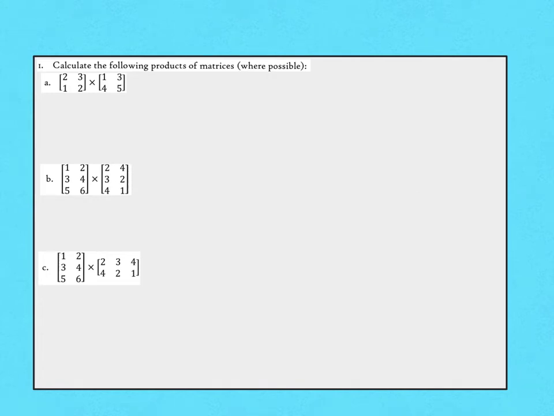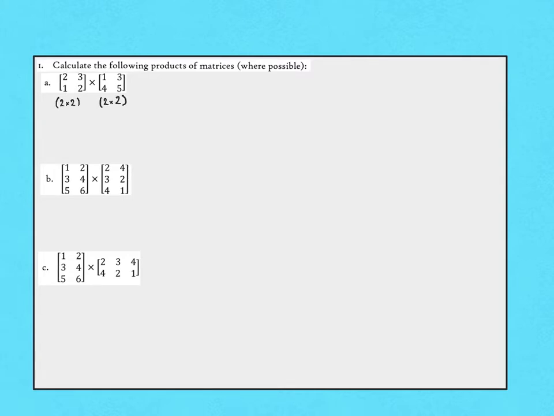In this video we're asked to multiply together a series of matrices. So let's start with the first set, where we're multiplying together 2, 3, 1, 2 by 1, 3, 4, 5. Now remember, in order to be able to multiply two matrices together, the first matrix has to have the same number of columns as the second matrix has rows. So the dimensions of these two matrices are 2 by 2 and 2 by 2.